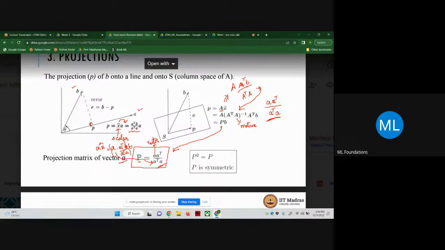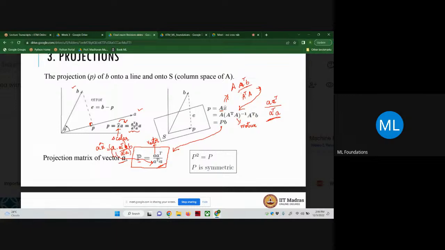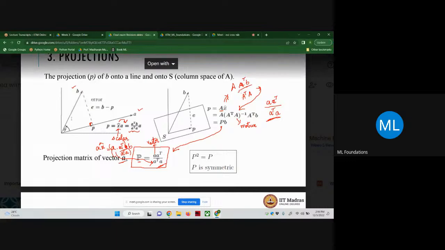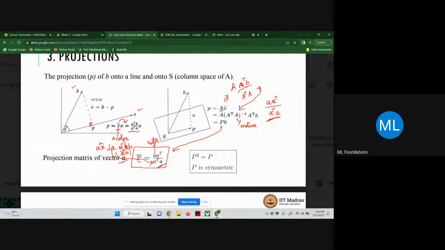In this particular case, if you want to find the projection of b onto this vector A, it will be equal to A A transpose by A transpose A multiplied by b. Suppose you want to find the projection of some other vector c onto A, then it is going to be A A transpose by A transpose A multiplied by c. So you can just directly multiply with that particular vector, and you get the projected vector using this projection matrix. All right, is this okay?